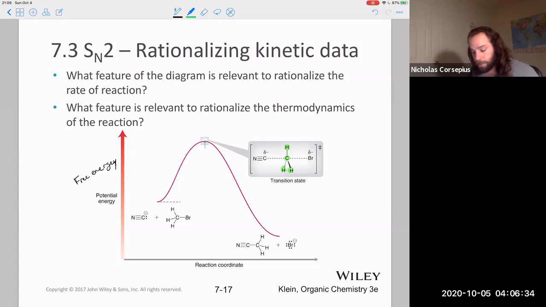And then in terms of our diagrams, which portion of this diagram corresponds to the thermodynamic favorability? That would be the distance from our reactants to our products, so this delta G. But what about the kinetics of this reaction? Remember, that has everything to do with the height of this barrier here, your activation energy.